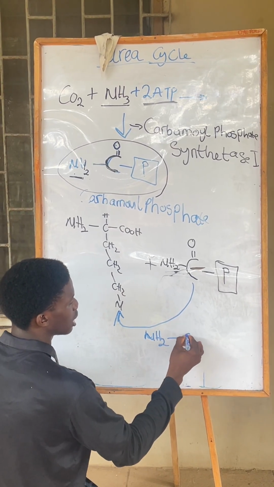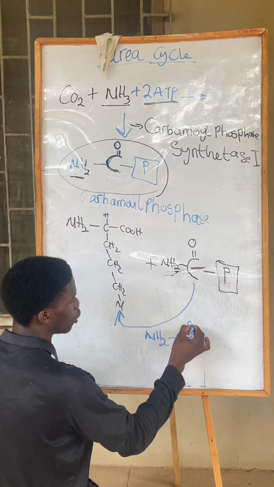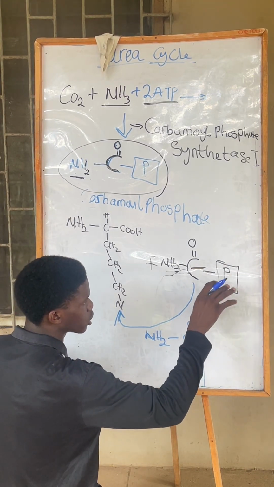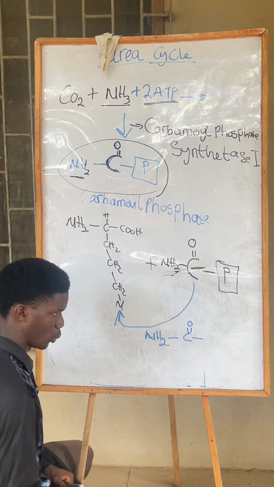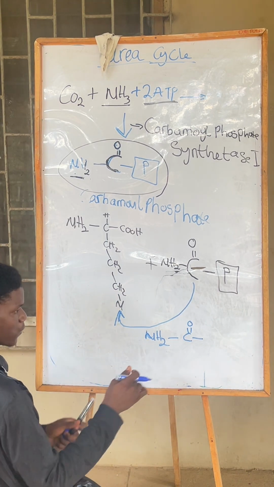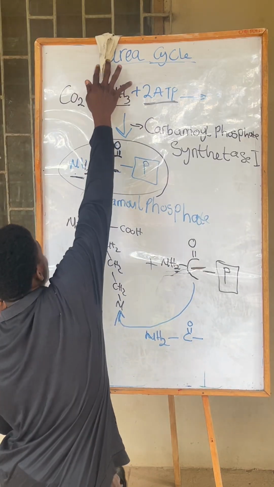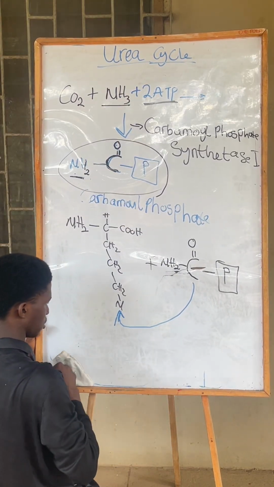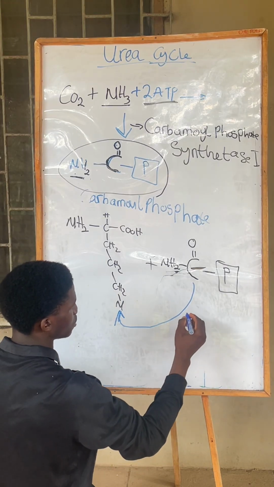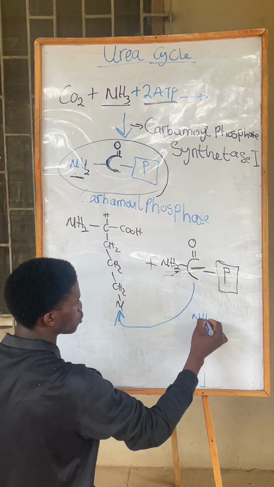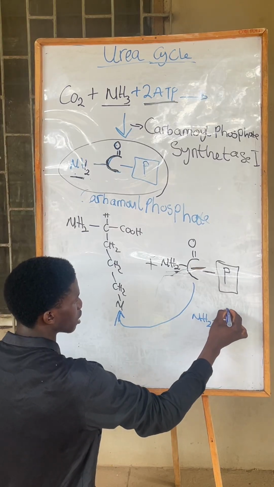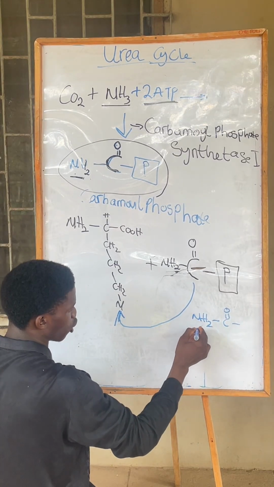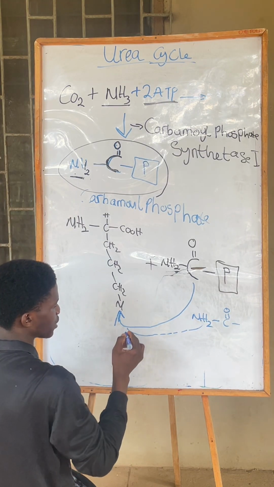NH2, carbon, oxygen. This phosphate is out. Do you understand it? So this phosphate is out. Where will I stop? So that is NH2. So there is nothing here. It is only this guy that will come here because the phosphate is gone now.